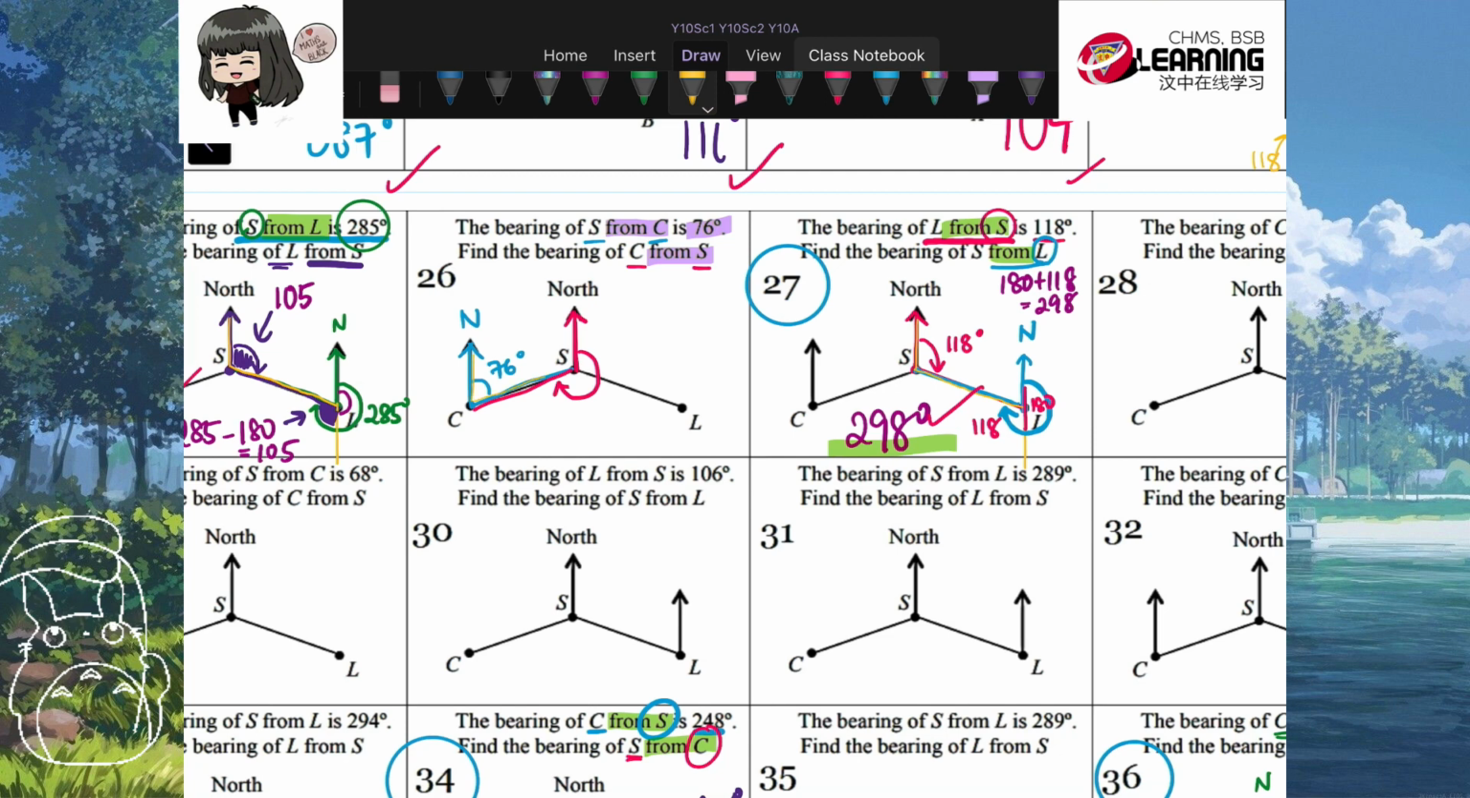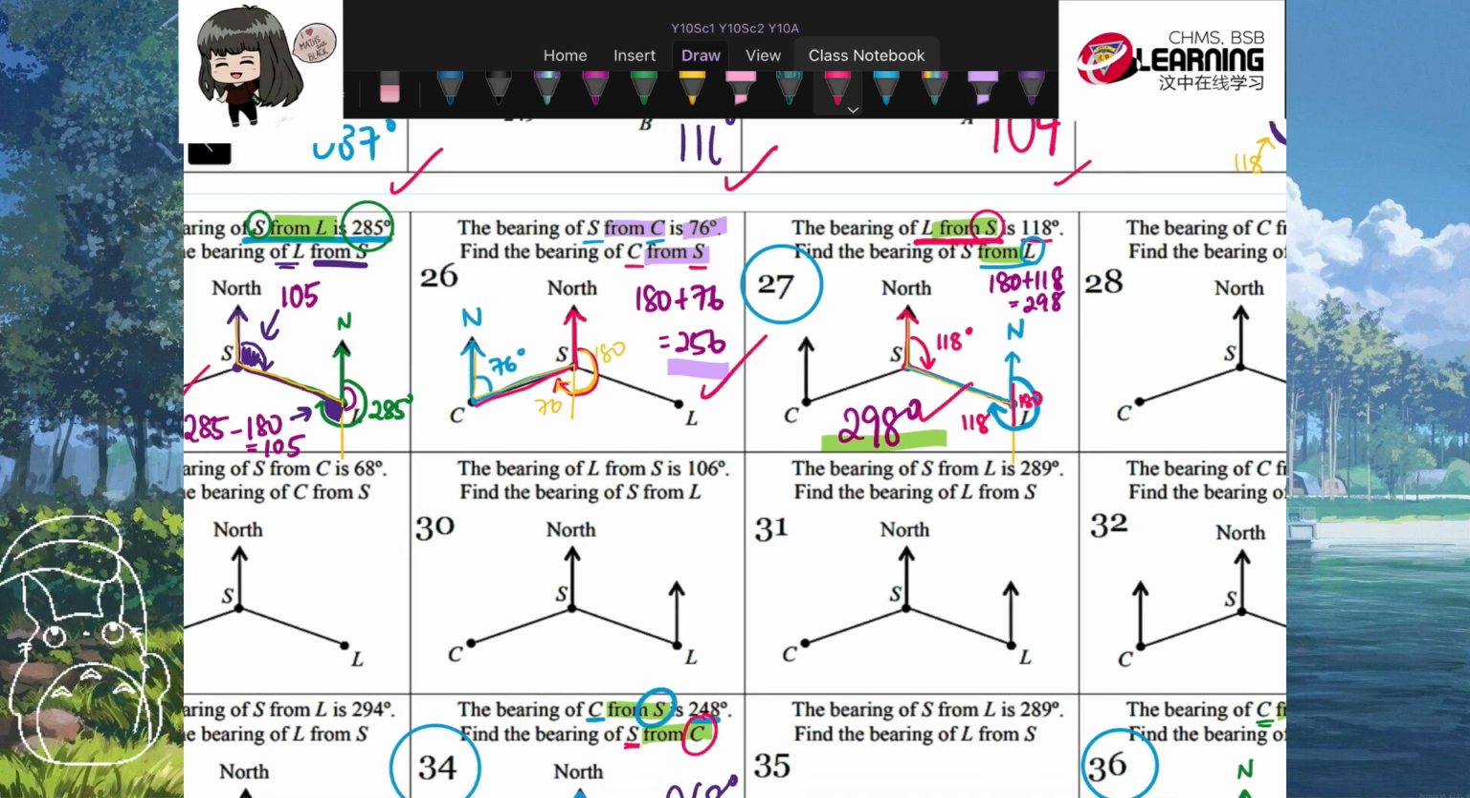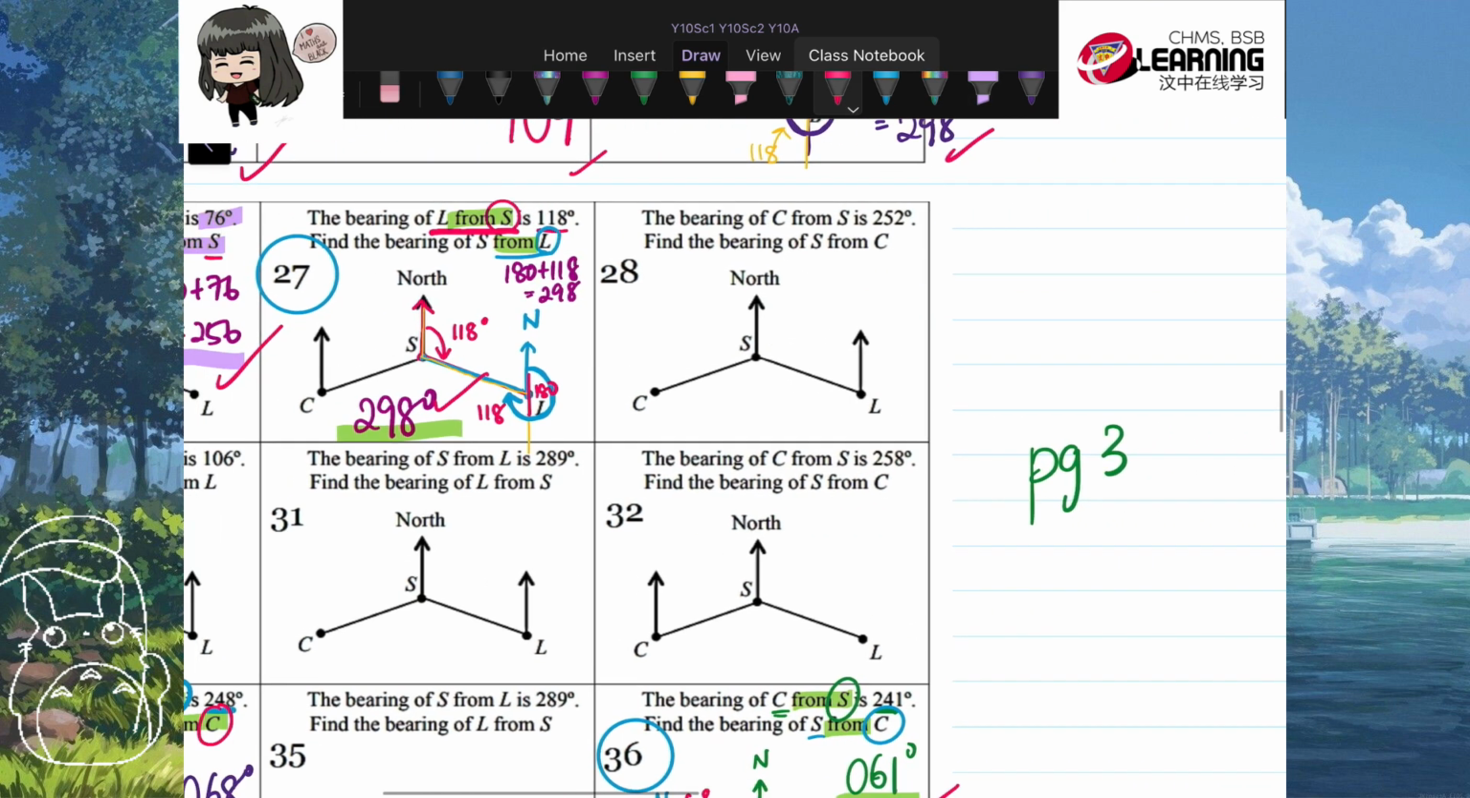Alternate Z here is 76, so here is 180. So this whole bearing here is 180 plus 76, and it's 256. So the answer for this bearing is 256. Take this answer if correct. Okay, question 28.